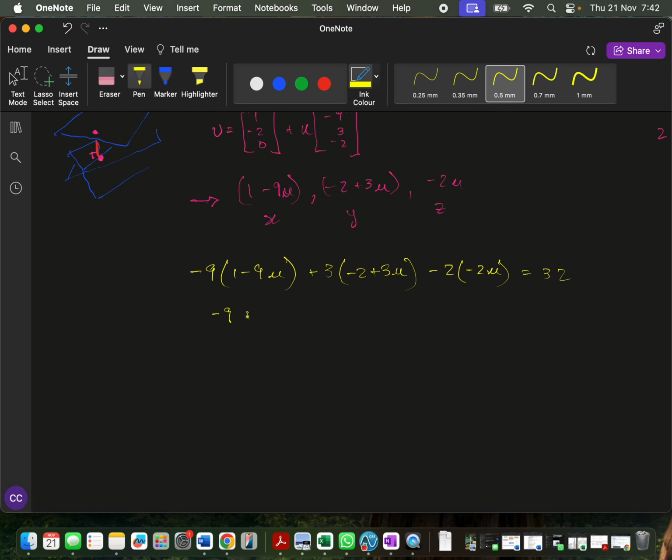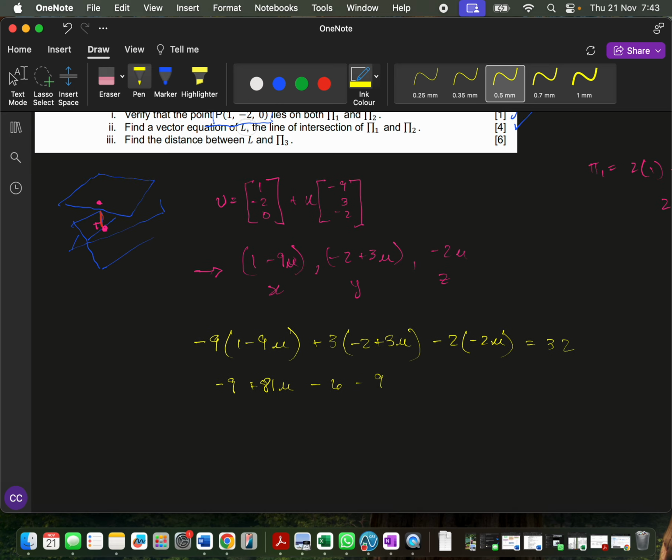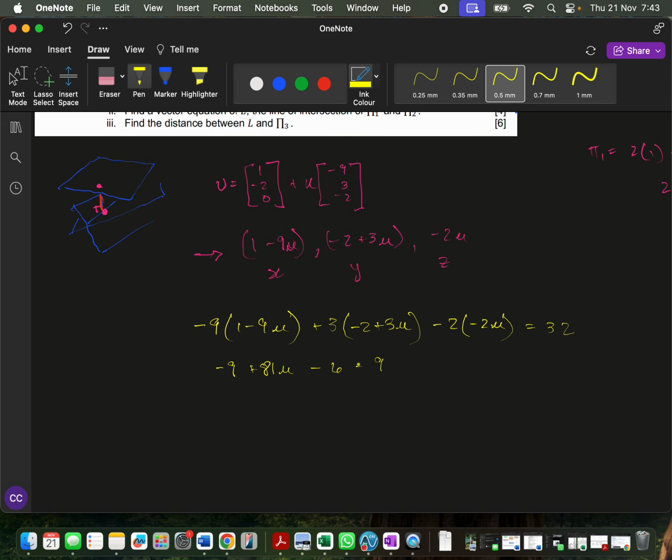Expanding my brackets, I'd have -9 plus 81 mu's. I'd have -6 plus 9 mu's. And then I would have plus 4 mu's, equals 32. Adding these together, 81 and 9 is 90, and 4 more is 94 mu, and minus 15 equals 32. 94 mu is the same as 47. Mu equals 47 over 94, which is 1/2.